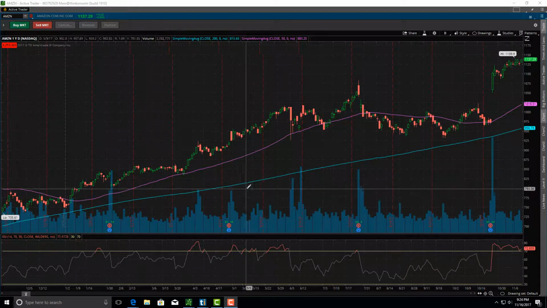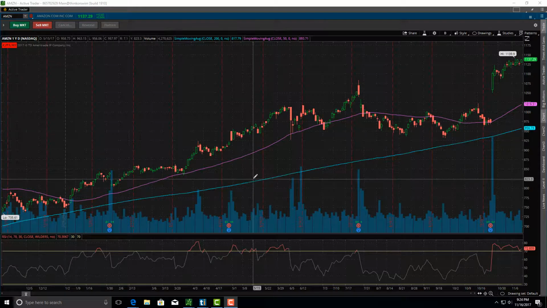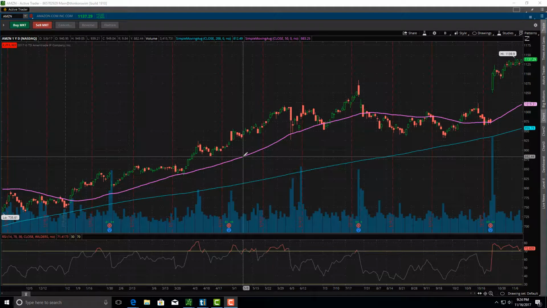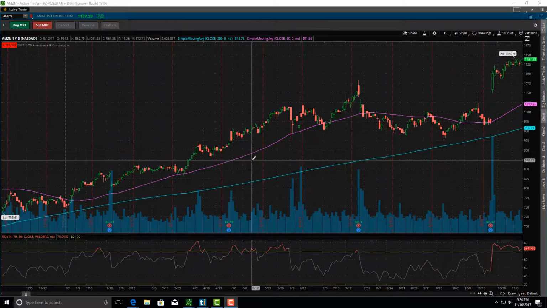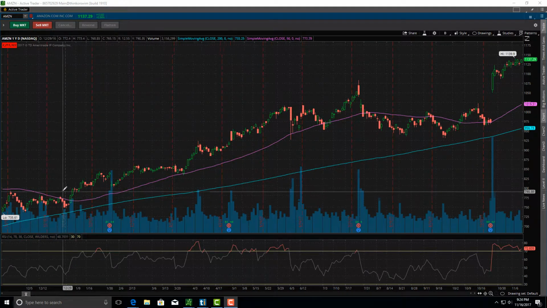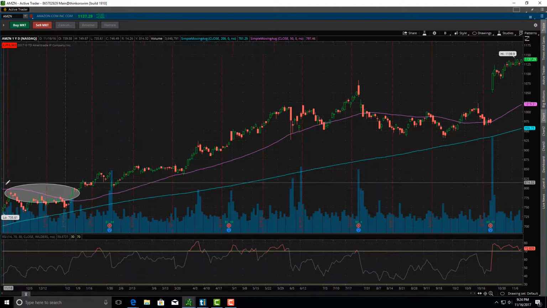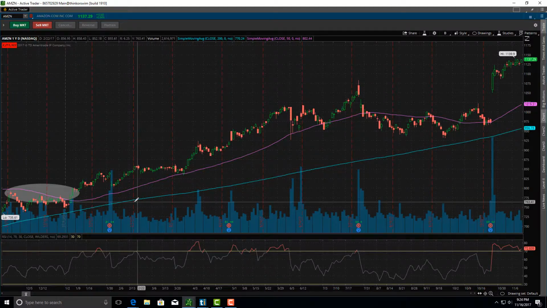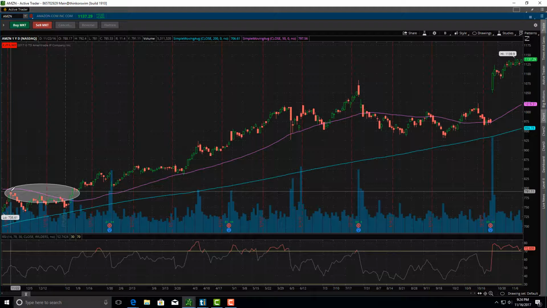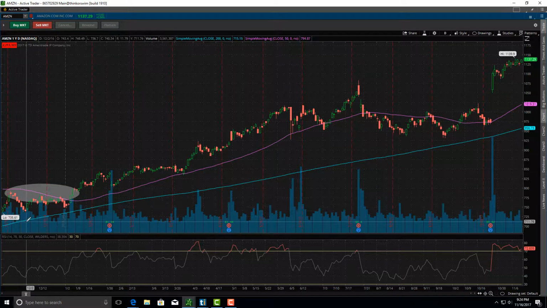So I use the 200-day moving average, 200-period moving average, which is the blue line, as well as the 50-period moving average, which is the purple line. If you look at the beginning of this chart, Amazon was in between the 50 and the 200 period moving average. It tried to get above the 50 period moving average and it was rejected. So it was an area of resistance.